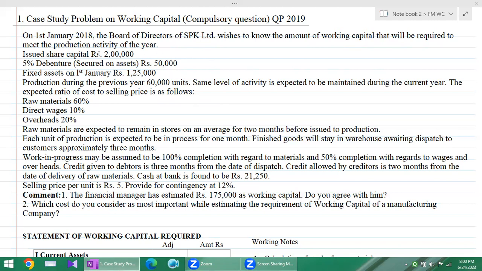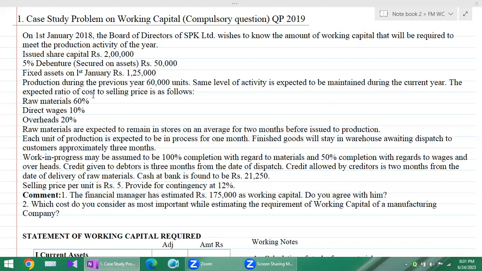Okay. So issued share capital is 2 lakh and 5% debentures, secured on assets, is rupees 50,000. Fixed assets on 1st January 2018 is rupees 1,25,000, and production during the previous year was 60,000 units. The same level of activity is expected to be maintained during the current year also. So last year's production was 60,000 units, and the expected number of units for this current year is also 60,000.